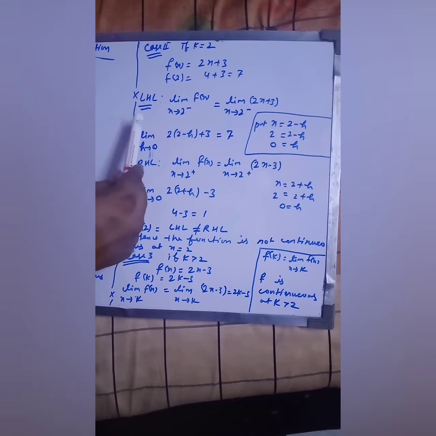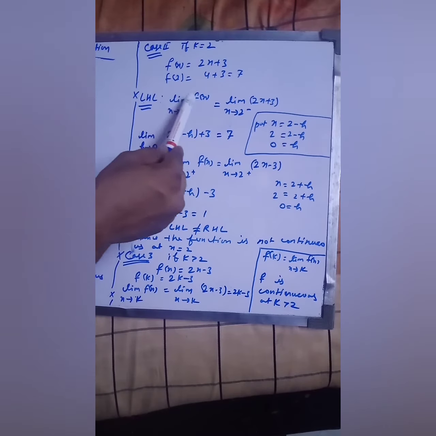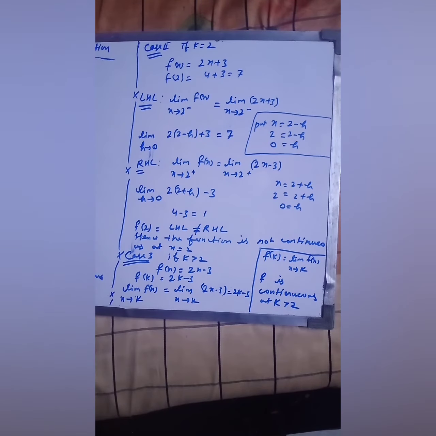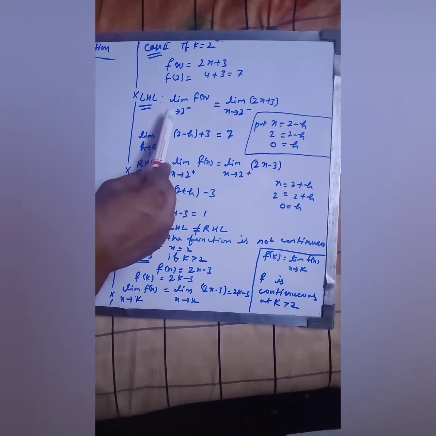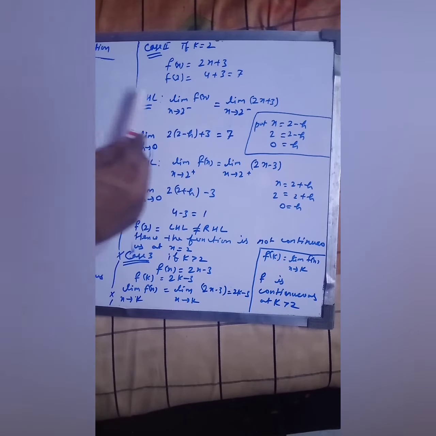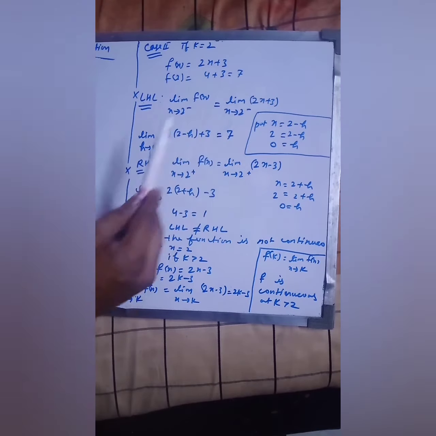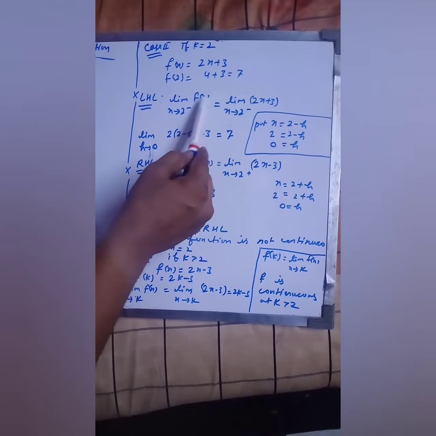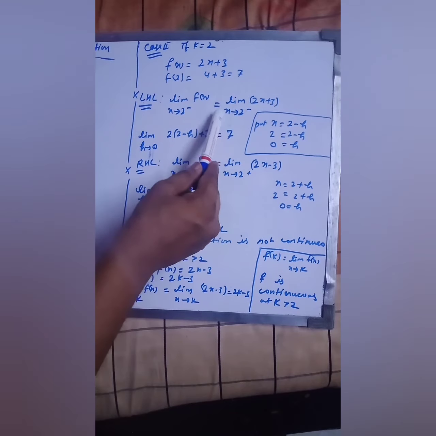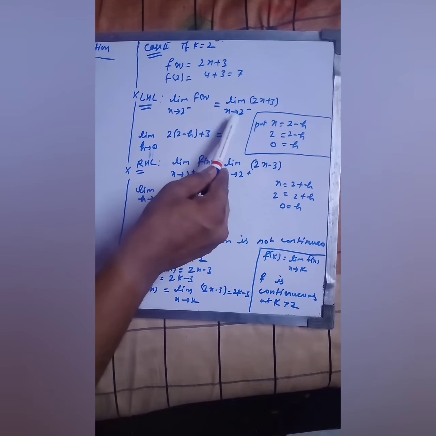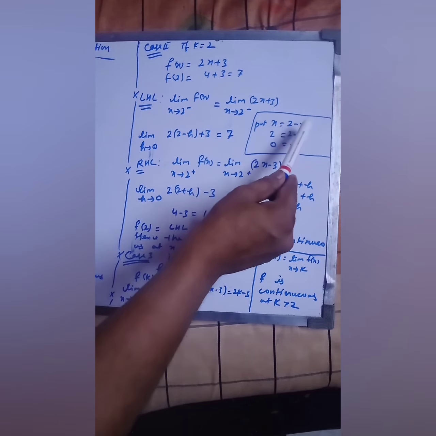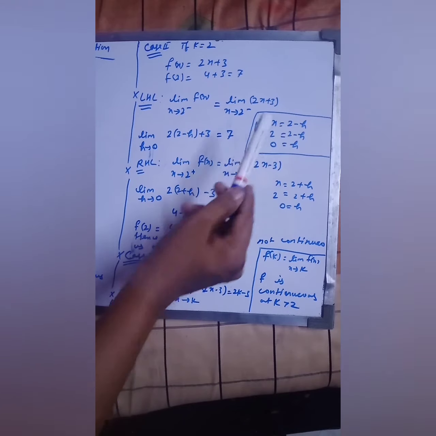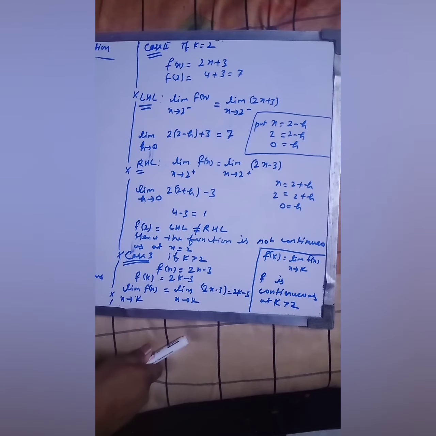Then you have to take the left hand limit. Left hand limit means what? Limit f(x) as x tends to 2 minus. Here x tends to 2 minus, so the value of x is less than 2. That means f(x) will be 2x plus 3. You can take this value from the question, and copy the same limit here. Now the next step is x equals 2 minus h. I think you have done this in question number 1, no need to repeat this.